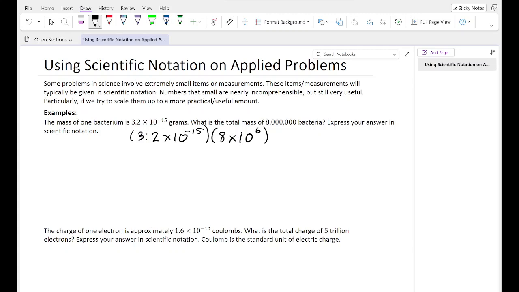And now we're going to do the 3.2 times the 8. So 3.2 times 8 times 10, because they both are times 10, so we just need a single 10. And then negative 15 and 6. We're going to add them together since they're both on one line. There's no fraction here. So negative 15 plus 6. And now we just do the arithmetic. 3.2 times 8 is going to give me 25.6 times 10, and then negative 15 plus 6 is going to give me a negative 9.